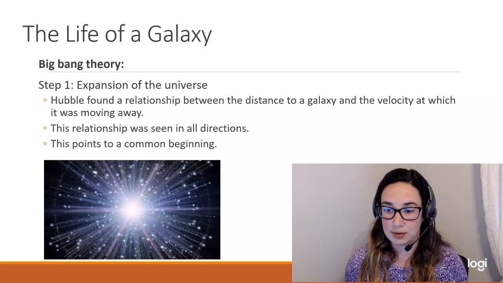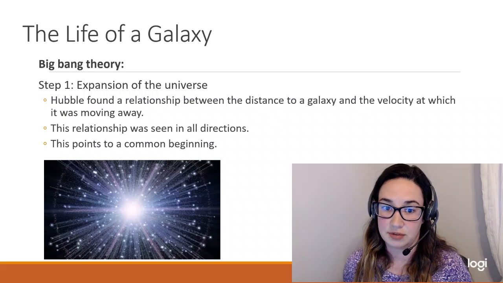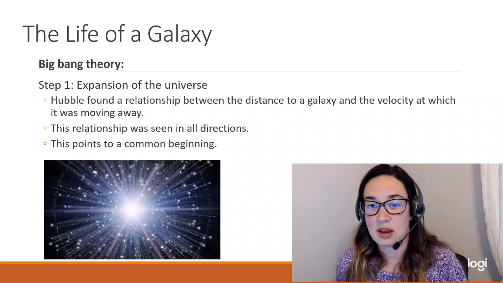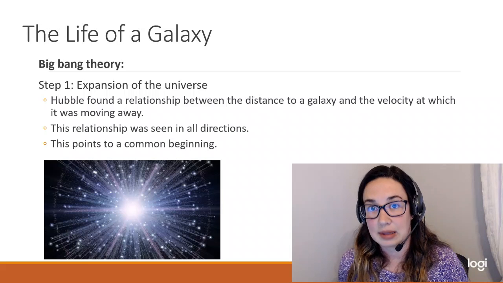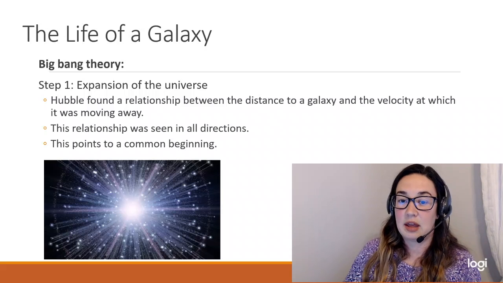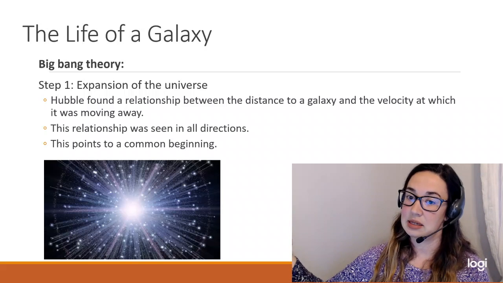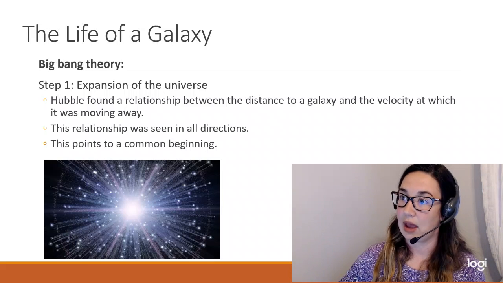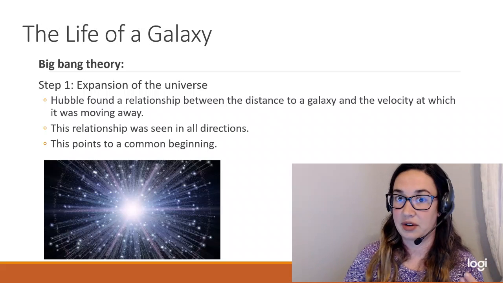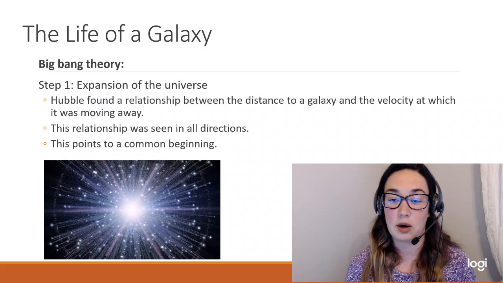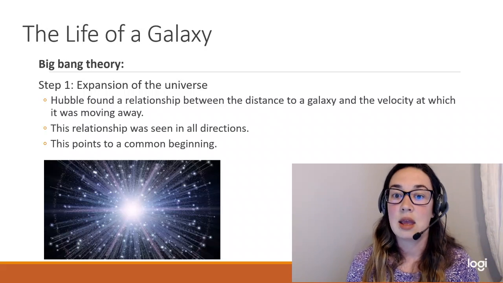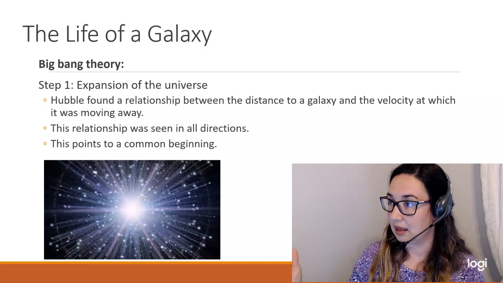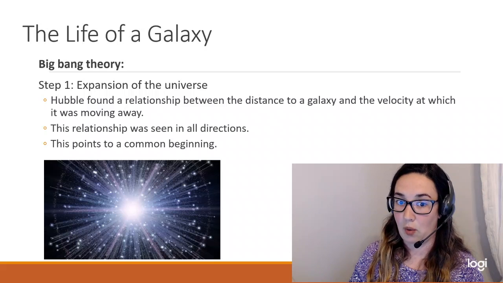So step 1, so the expansion of the universe. So remember Edwin Hubble, right? So he was the one that actually found a relationship between the nearest distance to a galaxy and the velocity at which it was moving away. So galaxies are moving, right? So different galaxies are moving at a certain velocity. So how far away is a galaxy, and how fast is it moving away?